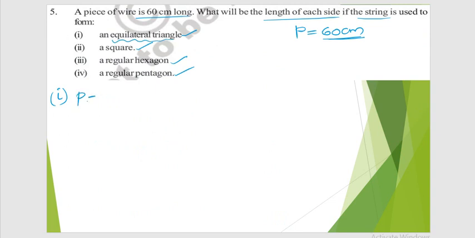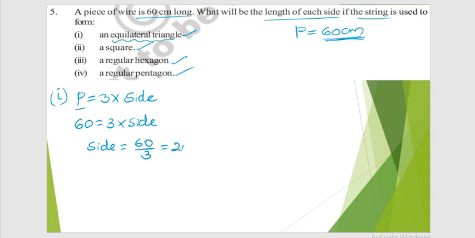So what is the perimeter of an equilateral triangle? The perimeter of an equilateral triangle is nothing but 3 into side, right? So the perimeter is already given as 60 centimeters. So 60 is equal to 3 into side. So from this, side is equal to 60 divided by 3, which is nothing but 20 centimeters. So the side of the equilateral triangle is 20 centimeters.